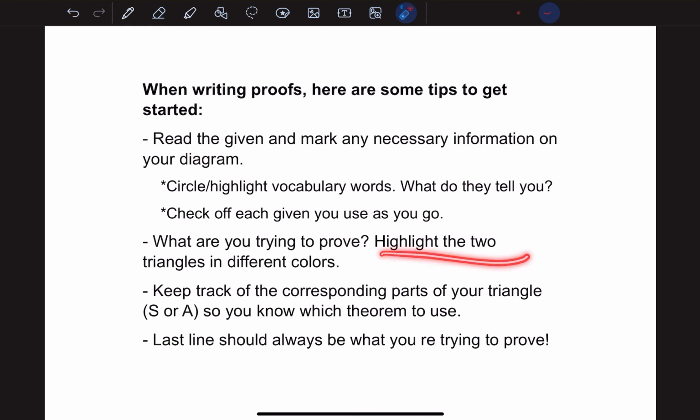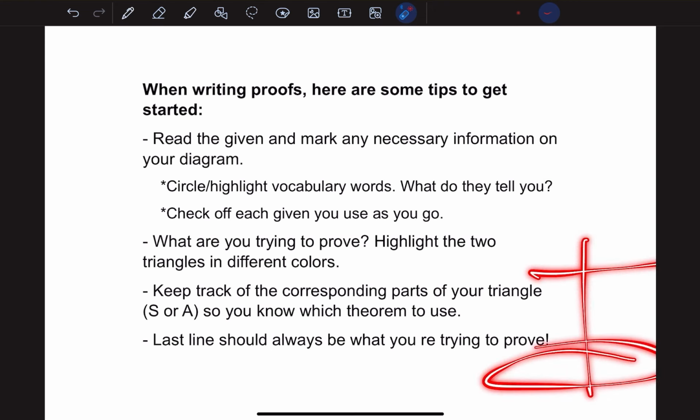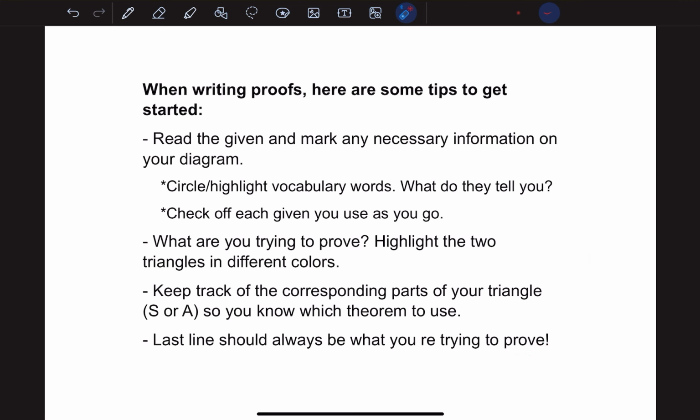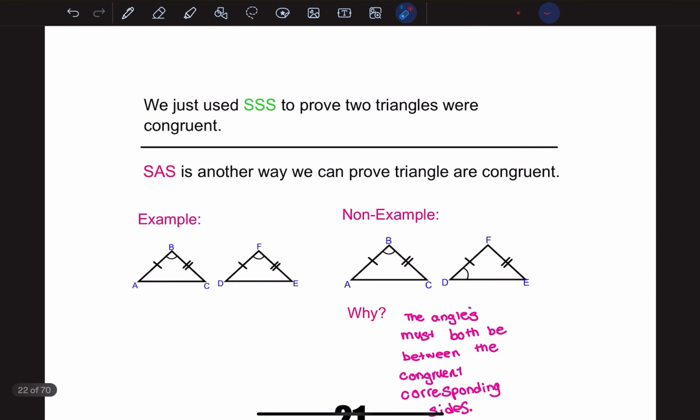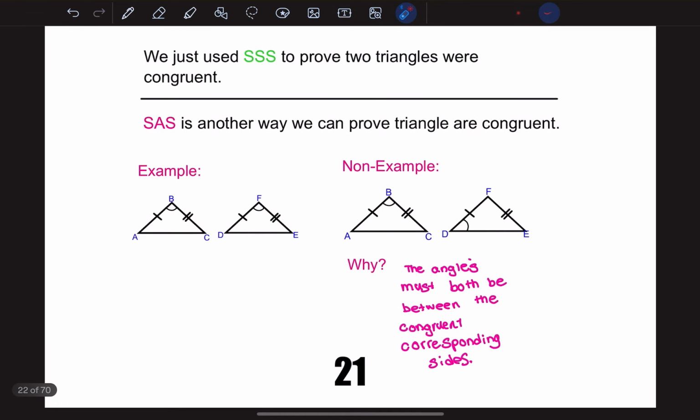right? I recommend using your highlighters to highlight the triangles in 2 different colors. That will really make it pop when you need to use reflexive, right? Keep track of the corresponding parts of your triangle so you know which theorem to use. And again, your last line of your proof should be what you are trying to prove. That is your end goal. So we did side, side, side. That was our first example.